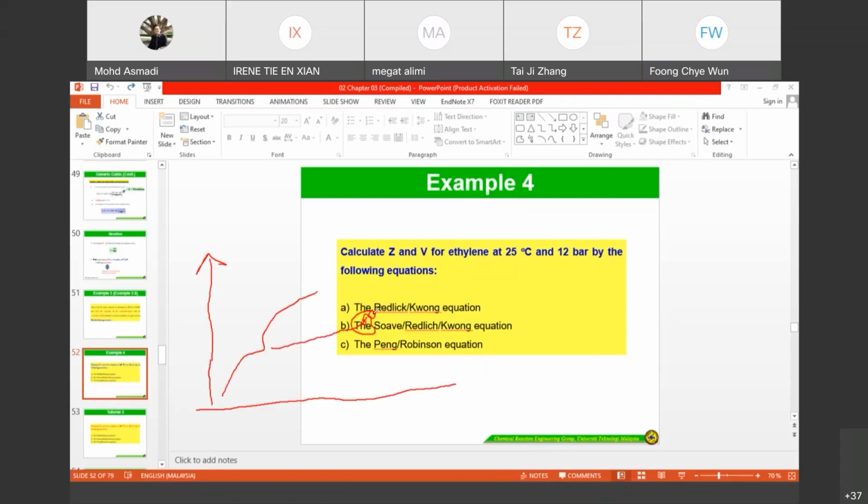This critical point. So what is the critical point? TC is 282, right? This one is pressure. Pressure is 50 bar. And temperature is 282 Kelvin.